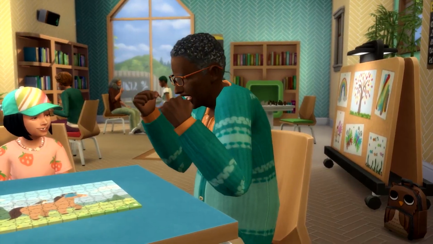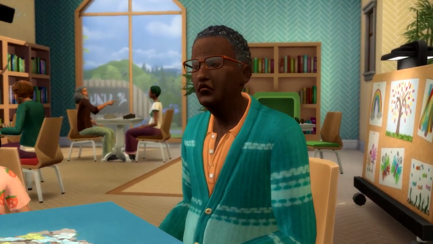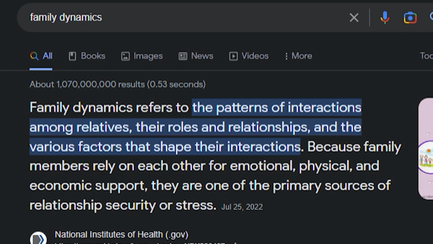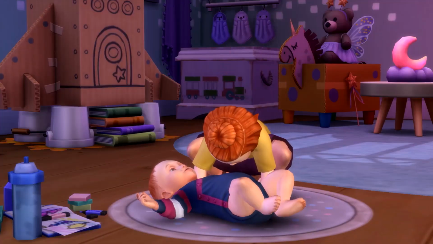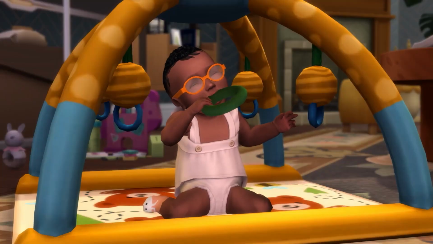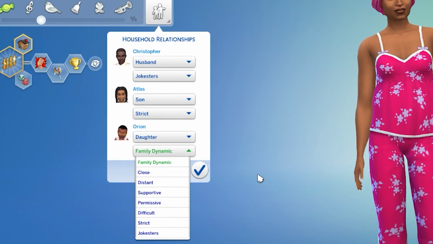First of all, family dynamics are the patterns of interactions among relatives, their roles and relationships, and the various factors that shape their interactions. Or at least that's what Google told me. To put it in a simpler way, it's something that reflects the type of relationship two people have, and it affects how they act towards one another. In The Sims 4, you can allow this to happen naturally, or you can set it in Create a Sim.